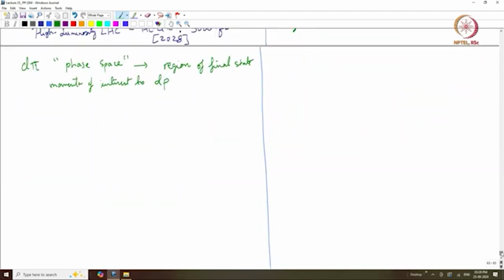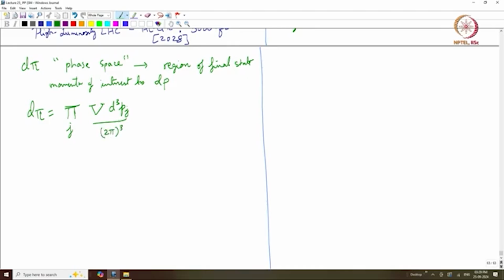So in other words, this d pi is nothing but, now this pi is different. This is a product of basically the total number of available states in phase space. So, how do you write that?